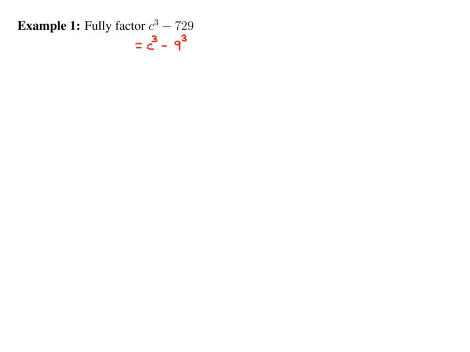Since it's a difference of cubes, we'll use that difference of cubes pattern. So c minus 9, and then c squared plus c times 9 plus 9 squared. Then write it out like we know what we're doing: c minus 9, c squared plus 9c plus 81. And that's it. Boom.